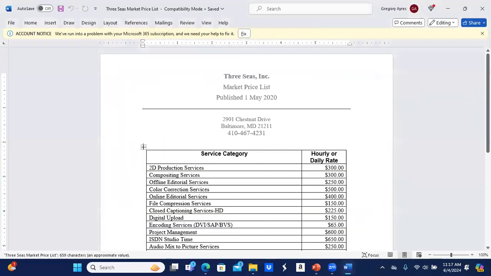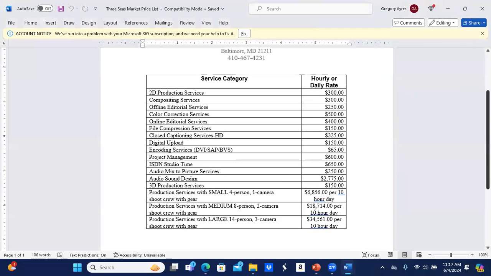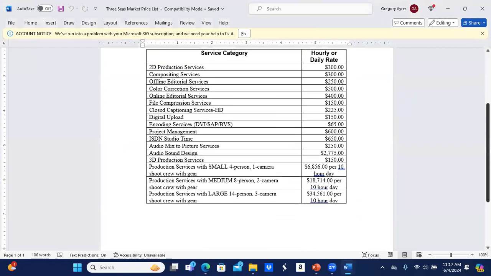This is a market price list. And you'll see the date, you see the company and all the information about the company in the header, and then all the services they provide and how they break that down.